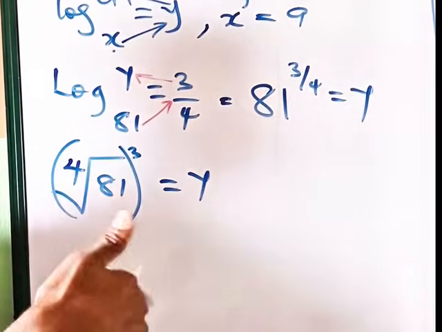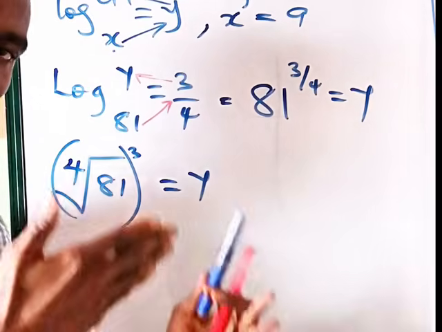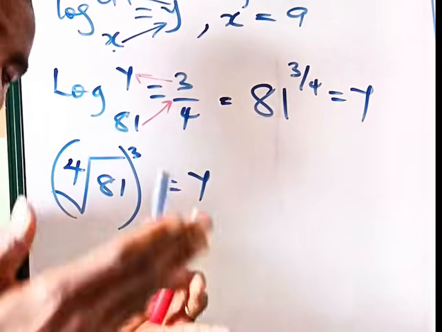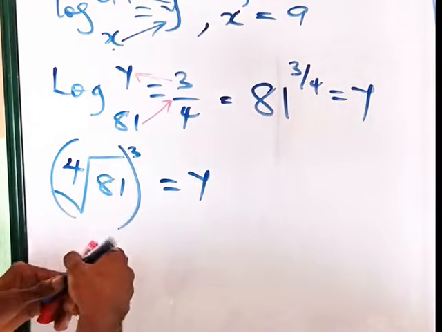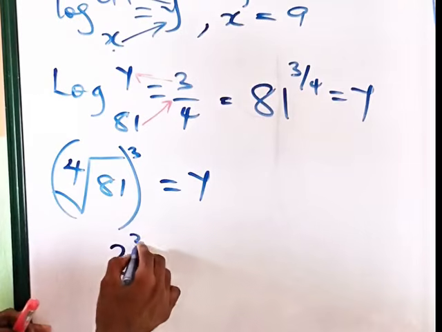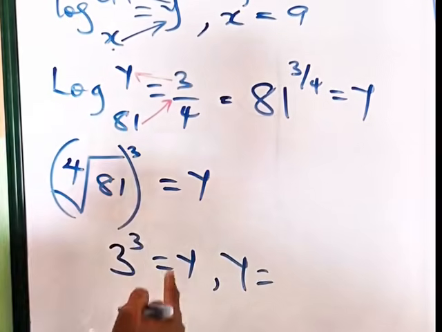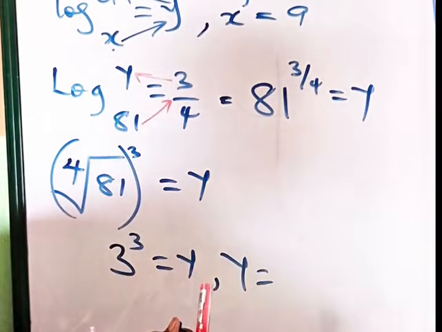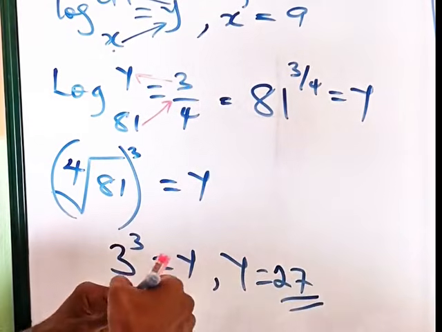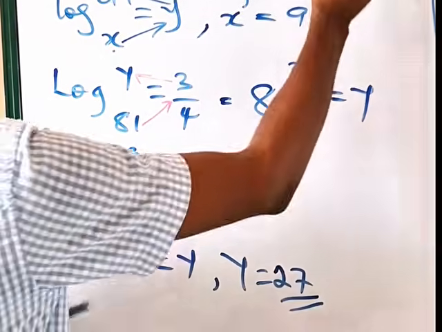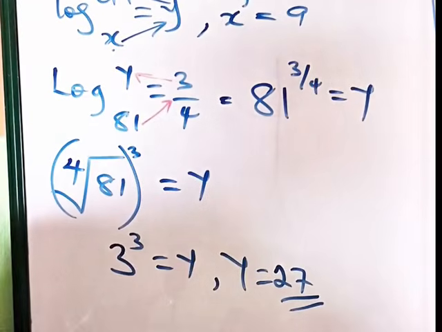Now what's the 4th root of 81? It means what will I multiply by itself 4 times that will give me 81, that is 3. 3 by 3 is 9, times 3 is 27, by 3, 81. So that is 3, and that's going to be 3 raised to power 3 equal to y. Therefore, y is 3 times 3, 9, times 3, 27. So y is 27. Do we have that in the options? The answer is 27, and that is how to solve this simple question.